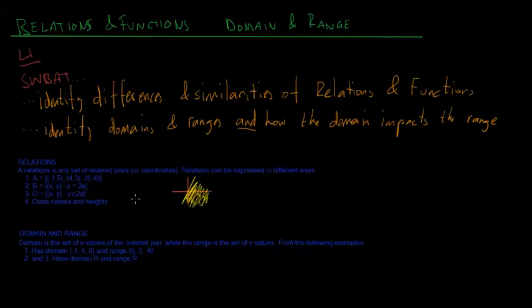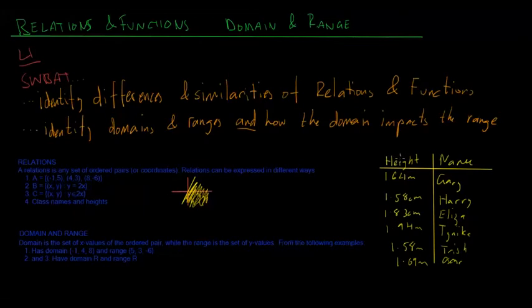Another example would be class names and height. So we introduce this guy over here. We've got the heights as the x coordinate, the y as the name. Sorry, height is x, name is y. Our heights are these guys. Our y's are these guys. So one ordered pair would be 1.64 and G, or Gary. So just write G there, and that would be just one of them.